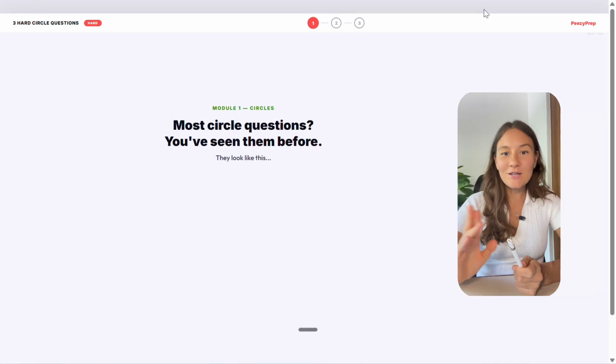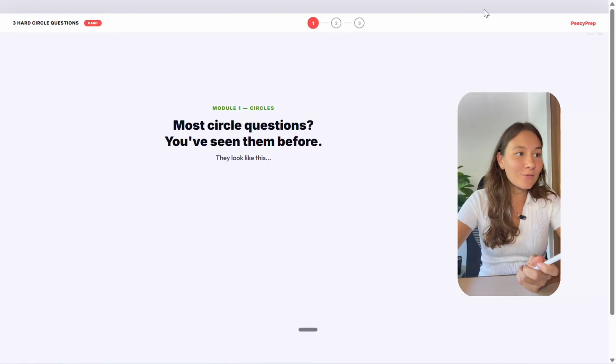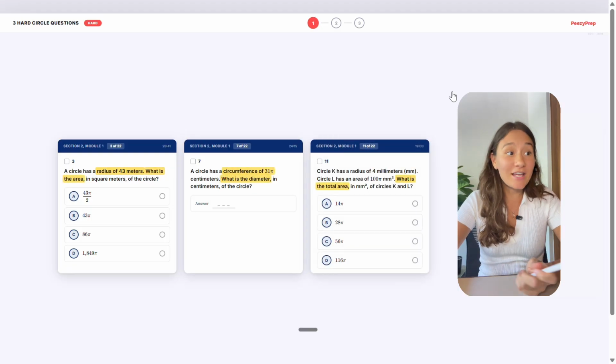Circle problems on the SAT really come in two flavors. There's these, which you've definitely seen in Module 1. Basically, plug in the formula and solve it. I consider these free points.